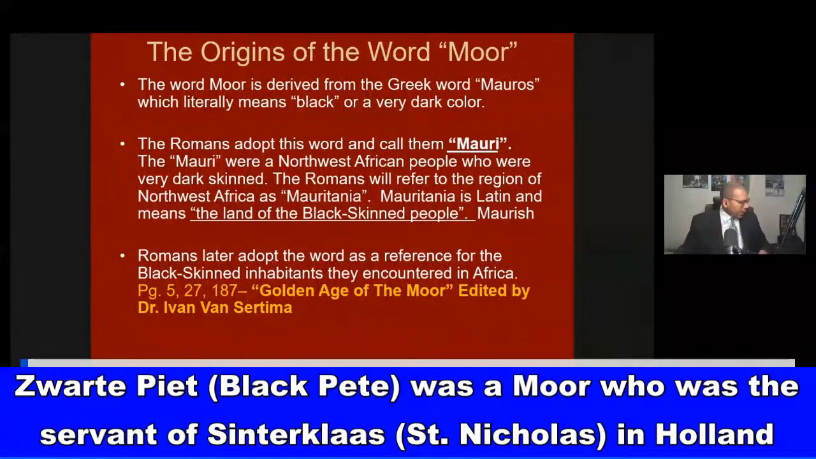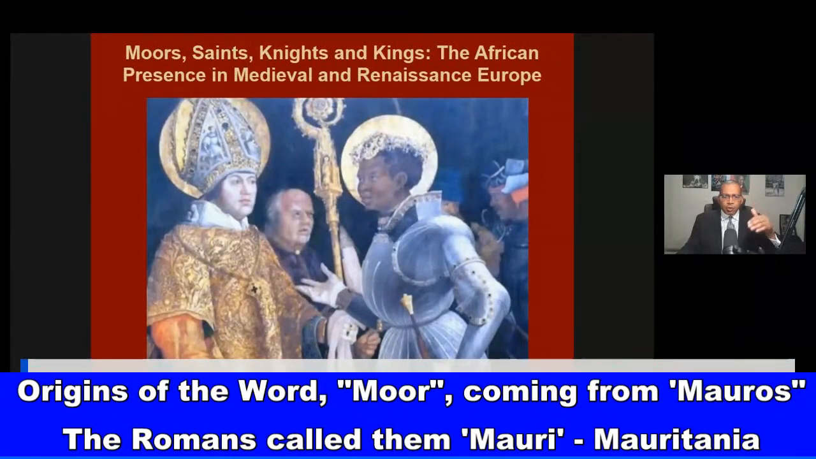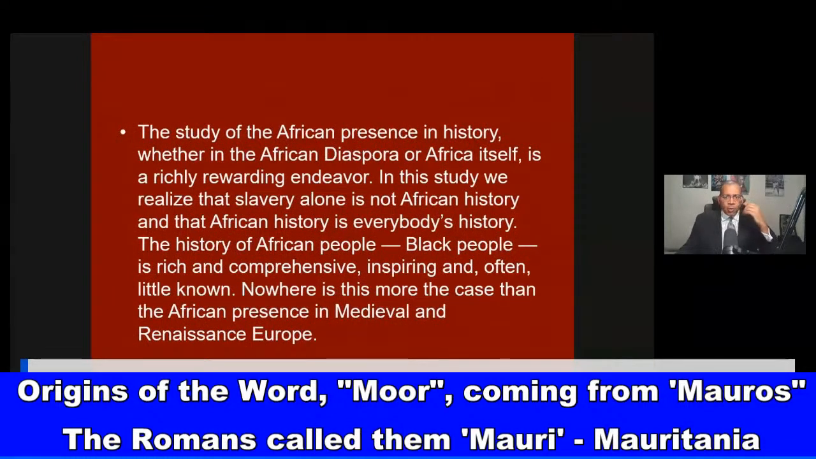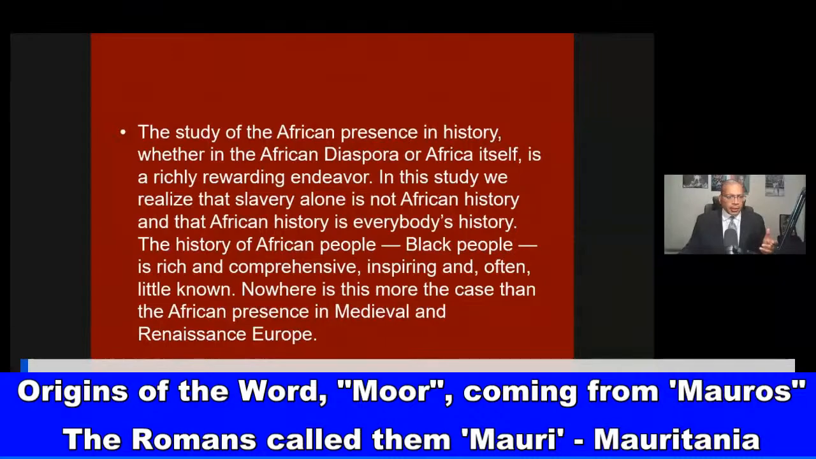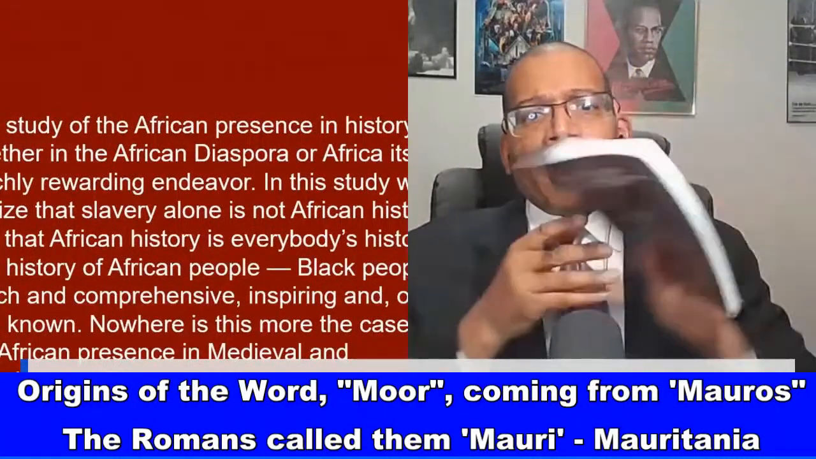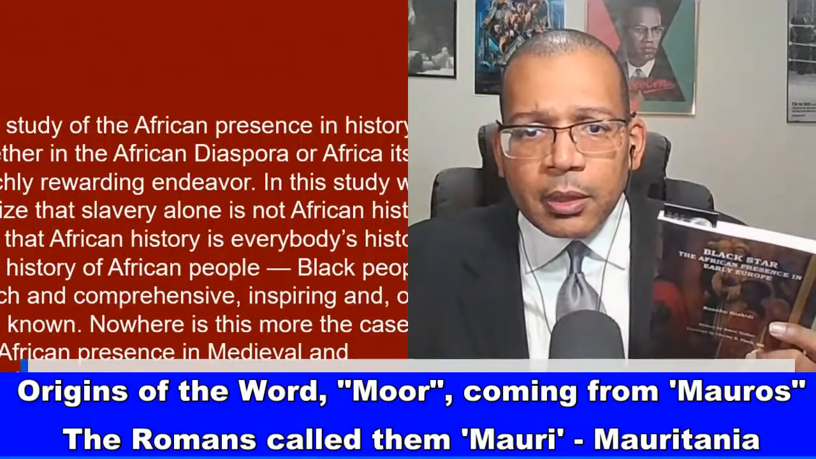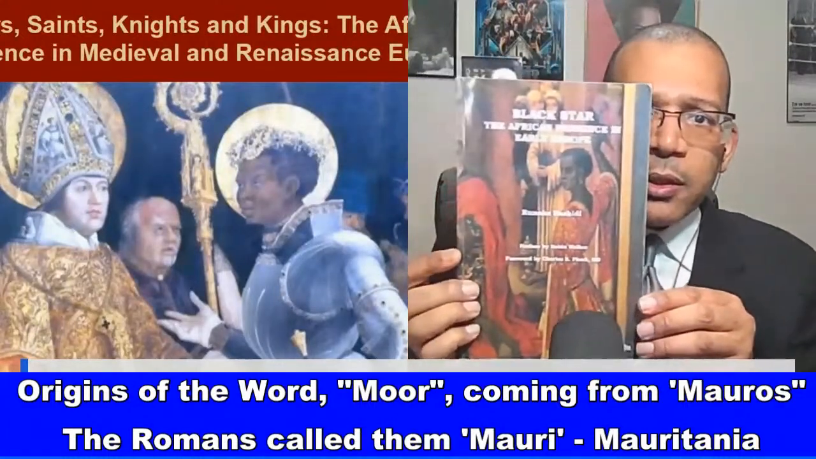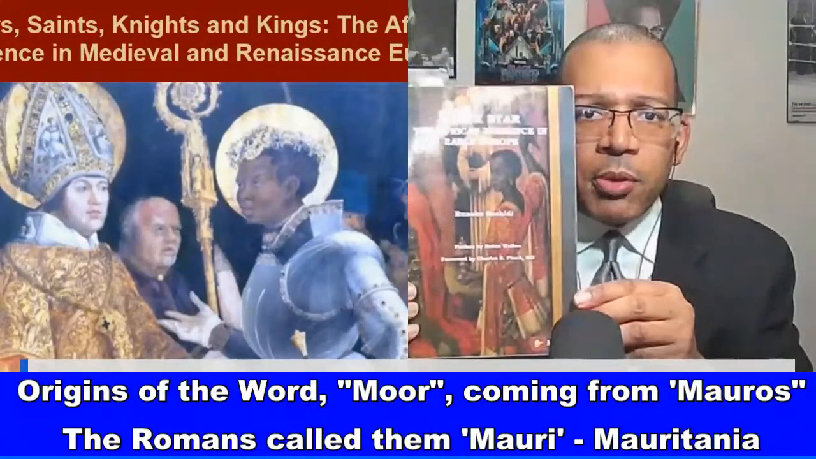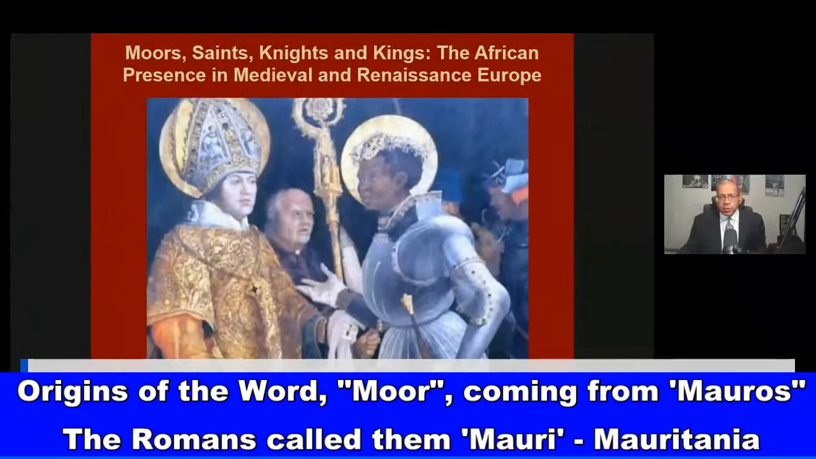Golden Age of the Moor, edited by Dr. Ivan Van Sertima, is another book that we use in the class. And if you look at pages 527 and 187, you'll see references for that information. Okay, so we go through and we look at some of the history of the Moors. Also, Runoko Rashidi had a really good article for AtlantaBlackStar.com called "Moors, Saints, Knights, and Kings: The African Presence in Medieval and Renaissance Europe." We use two of Runoko's books in the class. This is one of the books here. This is Black Star: The African Presence in Early Europe. This is one of the books we use, and it deals with the history of the Moors in Europe.